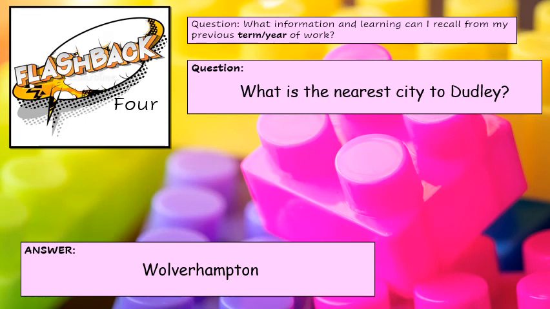Then of course we take them further into either last term's work or the year before's work. Here we have a question that relates to their UK and home topic from Year 3, which is: what is the nearest city to Dudley? Hopefully they'll be able to give me, once they've discussed it and shared it with a partner, the answer: Wolverhampton.